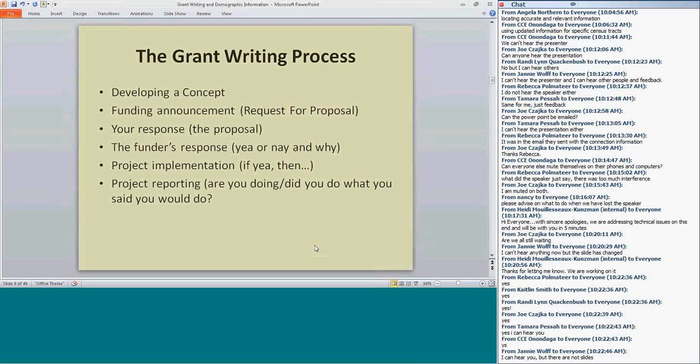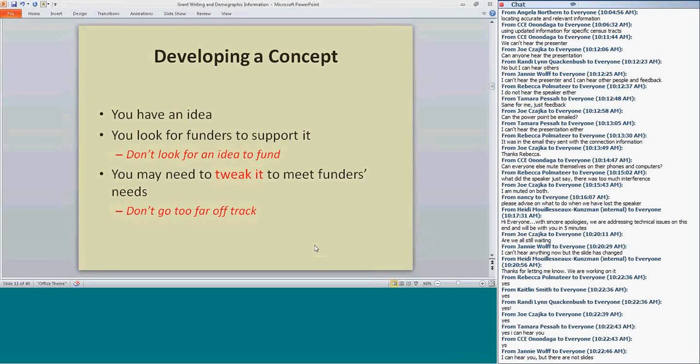So what's the grant writing process? Here's just a quick overview of what's involved in the process. Let's go into some detail.